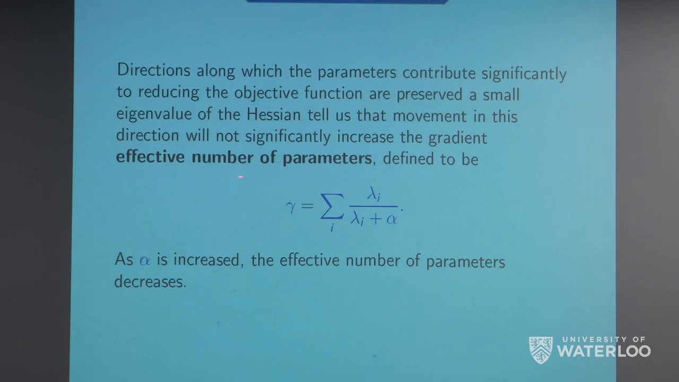There's a notion called effective number of parameters. Effective number of parameters is defined by the summation of lambda_i over lambda_i plus alpha. We learned that lambda_i over lambda_i plus alpha is equal to 1 or close to 1 for large eigenvalues and close to 0 for small eigenvalues. So this summation is basically the effective number of parameters. Without penalty, all of them are parameters, but now with adding penalty, many of them have been knocked down.